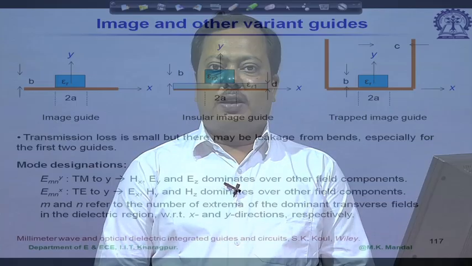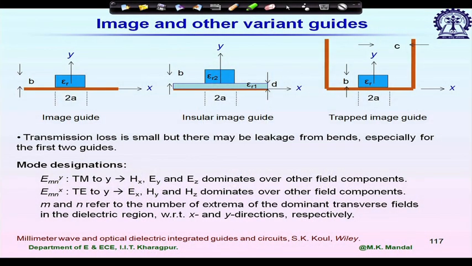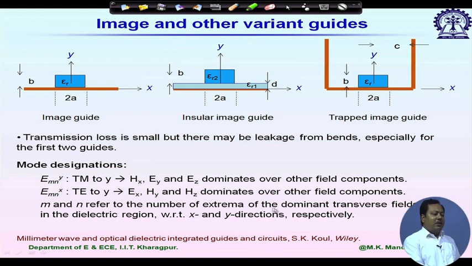Okay, so we are continuing with waveguiding structure in dielectric. In this case, what we are expecting is that transmission loss is small compared to the printed lines. However, we have a problem when we have bends. Now the mode designations, two different scenarios we have, just like the surface wave.